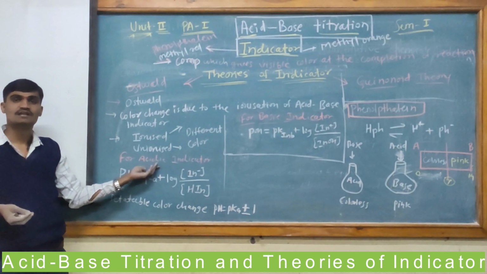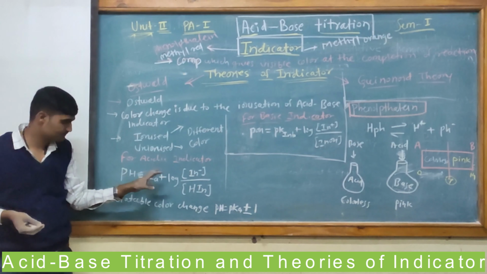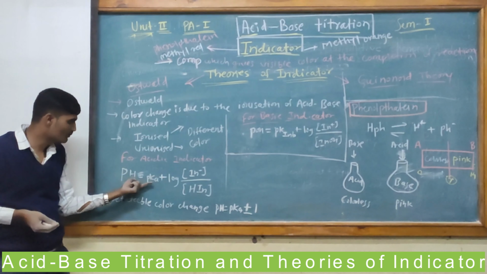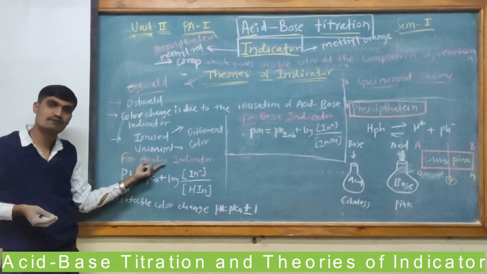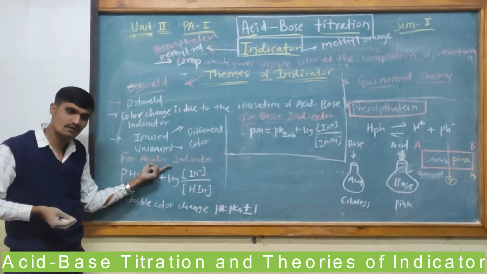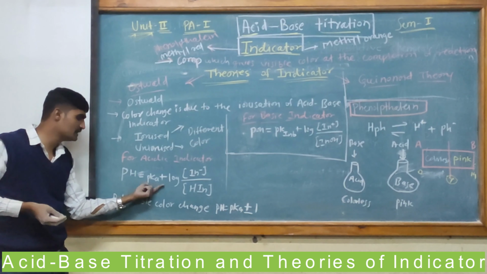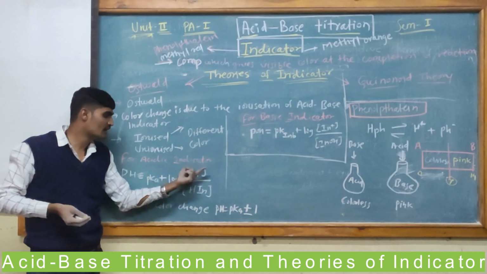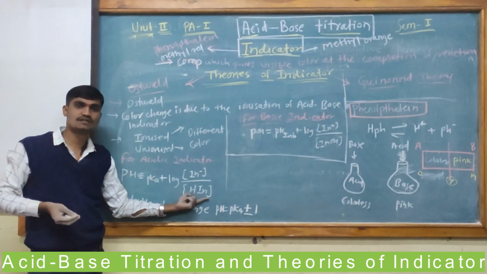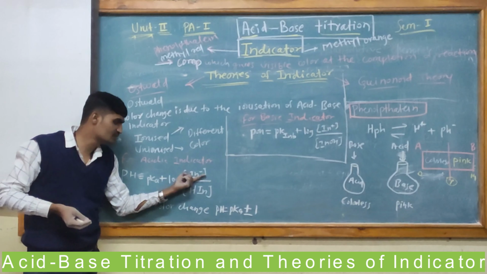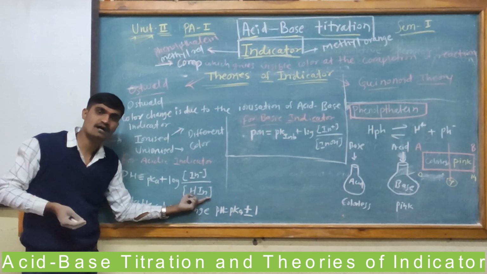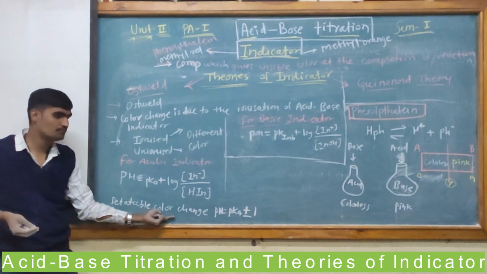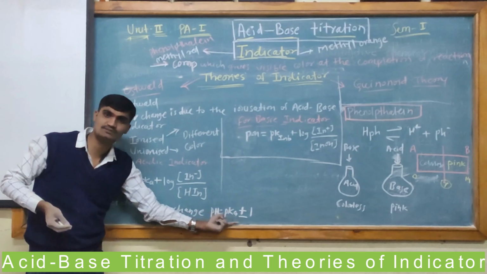Here, Ostwald described the formula to determine which type of indicator we can use for acidic indicators. The formula is pH equals pKa plus log of the concentration of undissociated molecules divided by the concentration of dissociated molecules. There is a detectable color change at pH equals pKa plus or minus 1.